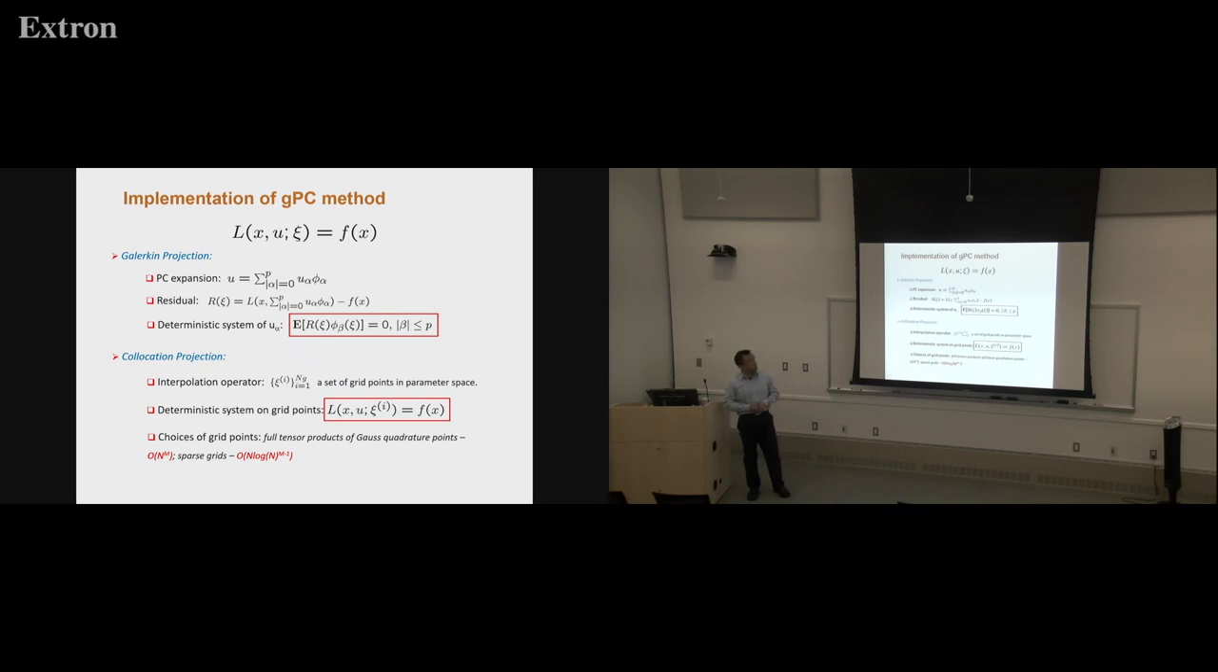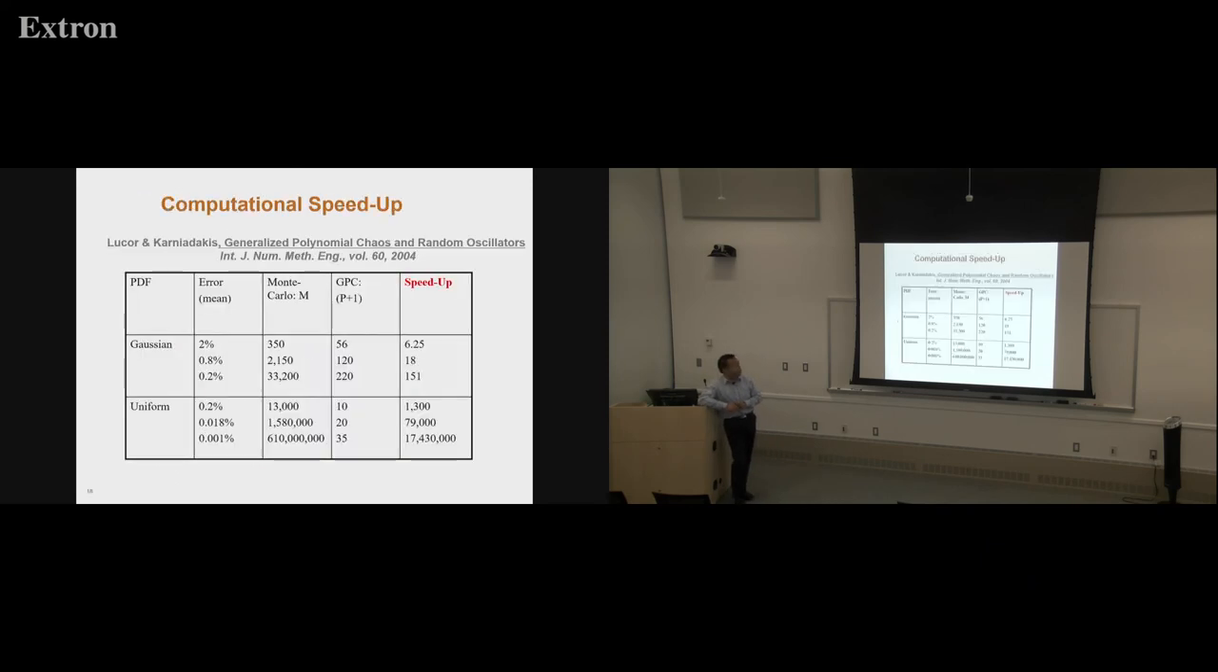Similarly, you can do a collocation projection. So this is the philosophy for the finite case. Let's look at the computational speedup. If you look at the uniform case, this is the error you want to achieve for the mean. If you use Monte Carlo, this is the number of samples you need, and this is the polynomial chaos order you need to get comparable results. So you can see you have great savings by using polynomial chaos instead of Monte Carlo.